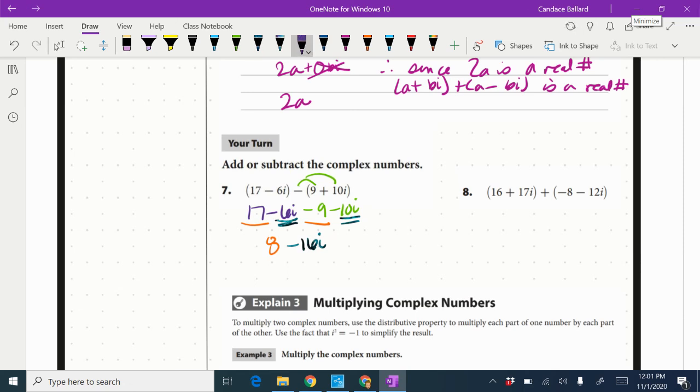You'll notice on 8, it's just a plus sign, so I can kind of just ignore the parentheses. So 16 minus 8 is 8. And then 17i minus 12i is +5i.